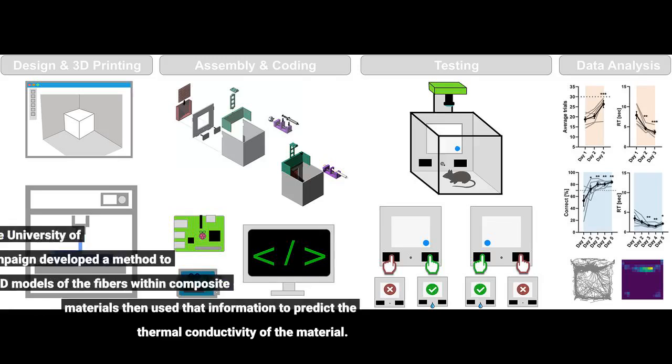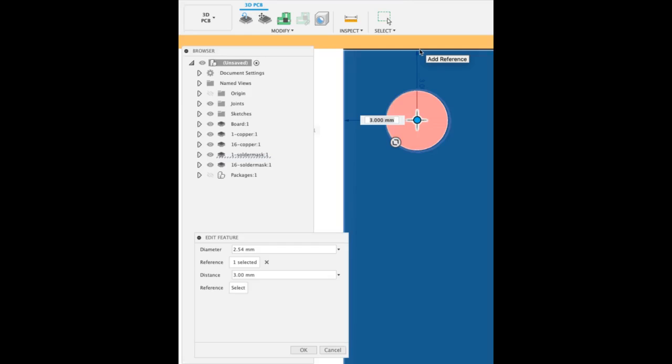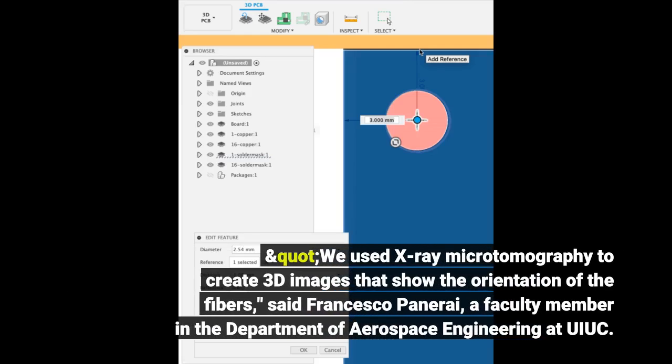A recent two-part study at the University of Illinois Urbana-Champaign developed a method to create 3D models of the fibers within composite materials, then used that information to predict the thermal conductivity of the material. "We used X-ray microtomography to create 3D images that show the orientation of the fibers," said Francesco Panerai, a faculty member in the Department of Aerospace Engineering at UIUC.